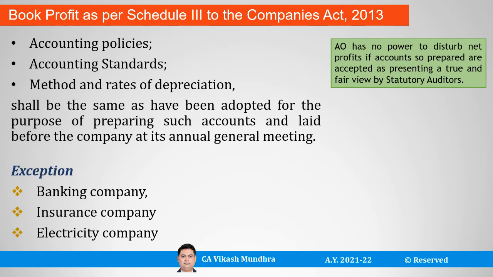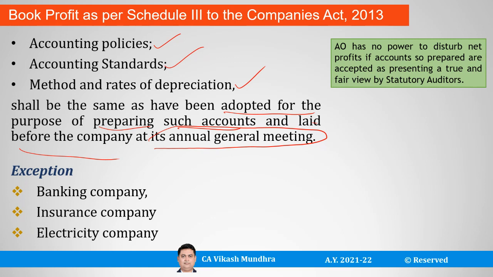But profit as per Schedule 3 of the Companies Act 2013, accounting policy, accounting standards, methods and rate of depreciation shall be the same as have been adopted for the purpose of preparing such accounts and laid before the company at its annual general meeting. You are supposed to follow the same accounting policies, same accounting standards, same methods and rate of depreciation. However, suppose you follow the WDV method and your resulting profit is 10 crore. However, if you follow SLM, then your profit might be 12 crore.